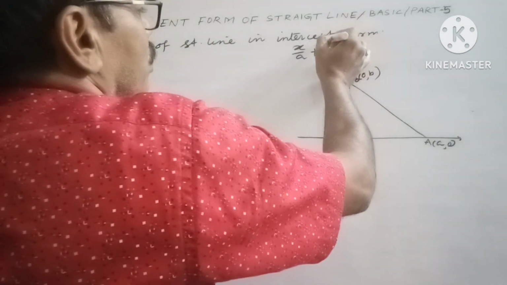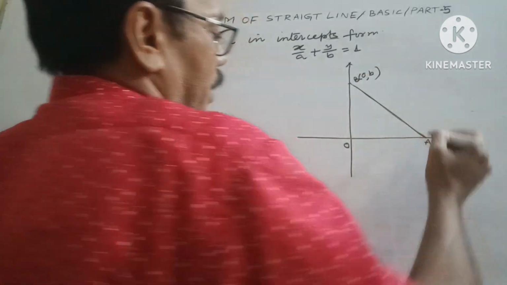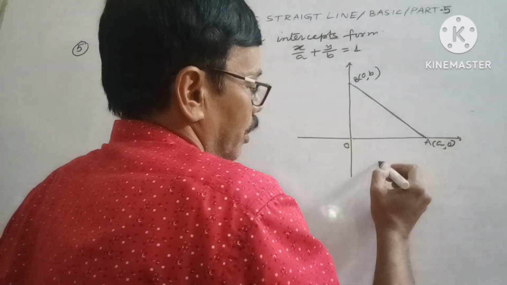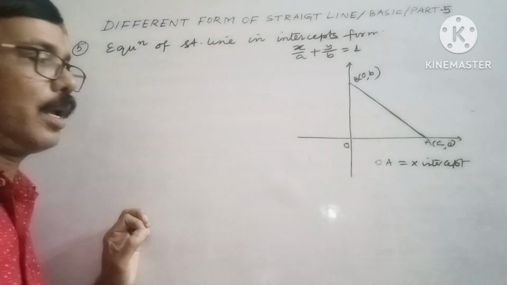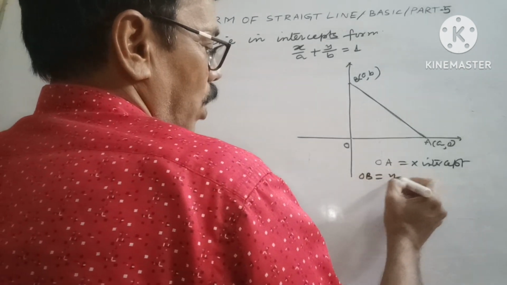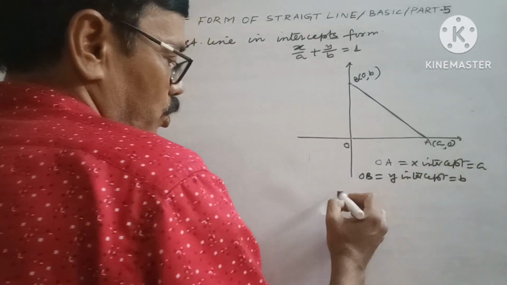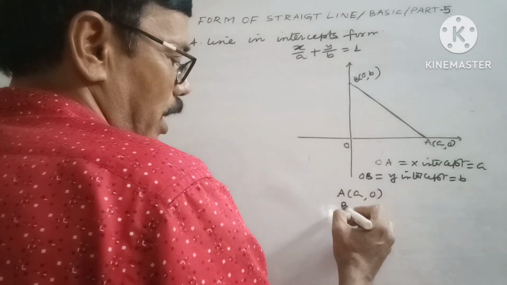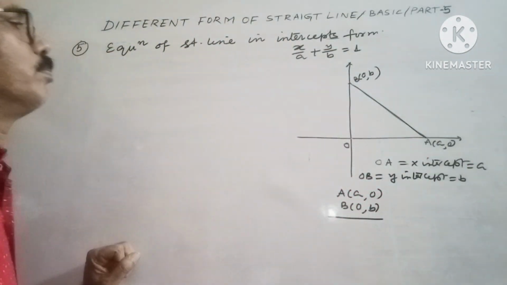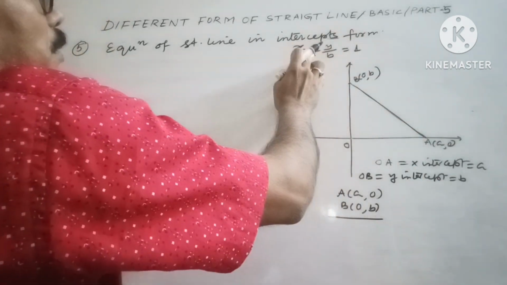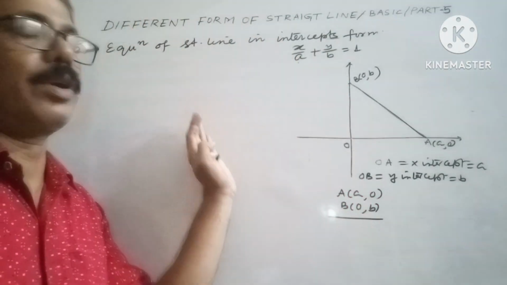Intercept form. Look at the figure: a line AB cuts the x-axis at A. OA is called the x-intercept, and OB is the y-intercept. Call it small a. So obviously the coordinate of A is (a, 0) and the coordinate of B is (0, b). Using the two-point formula, you can easily prove that the equation of the line is x by a plus y by b equals 1. So this is the most important form.